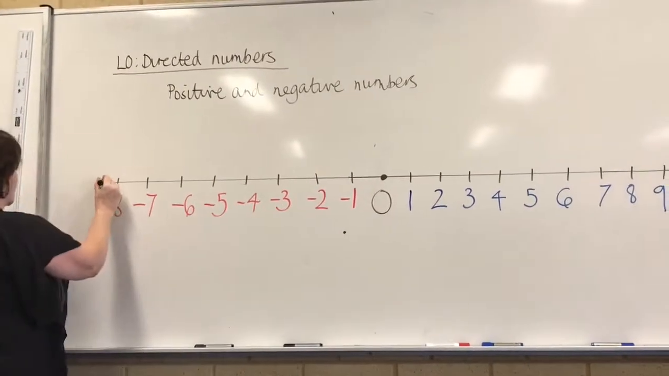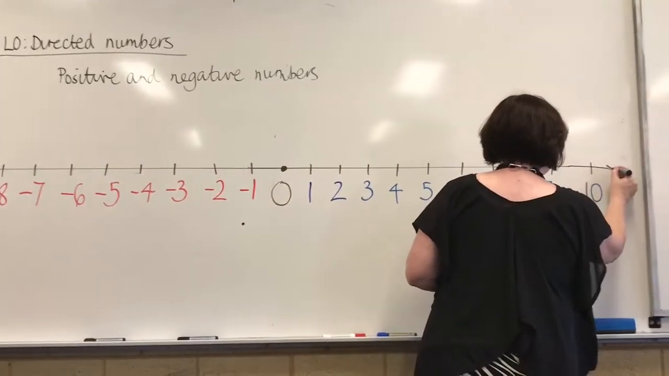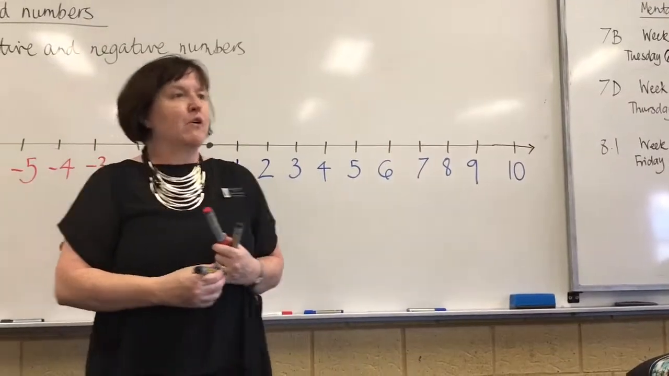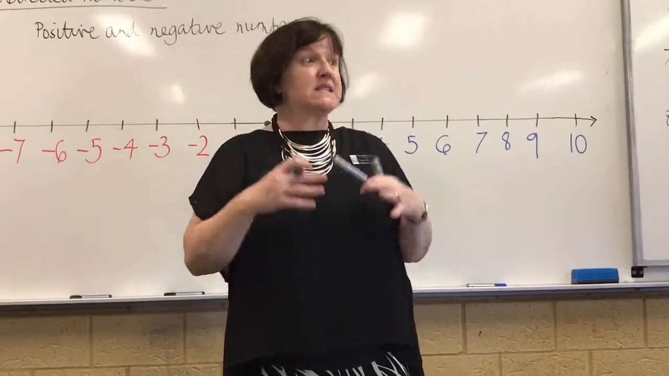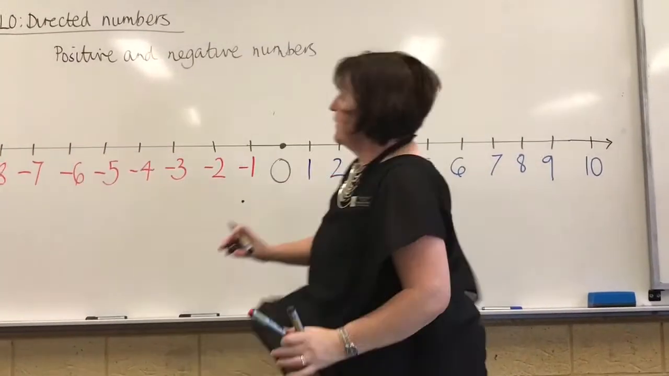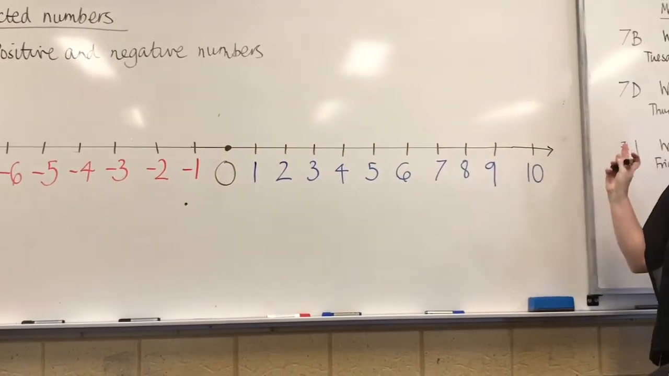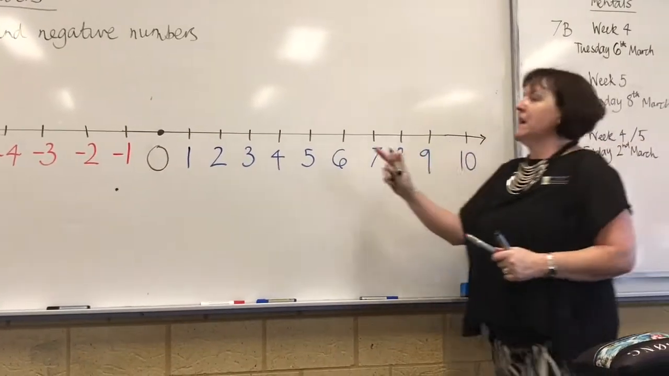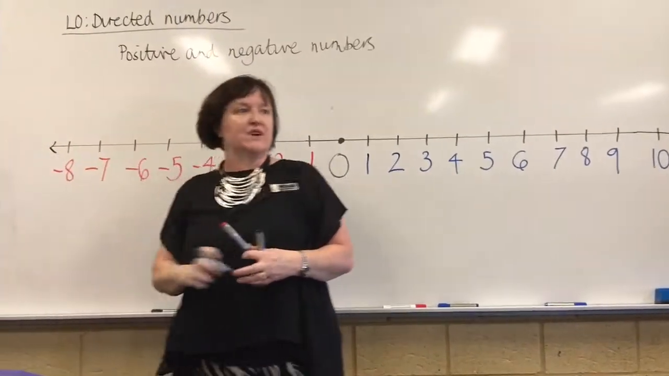Now I'm also going to put a little arrow on the end of the number line, like this. Does anybody know what that arrow might mean? Mackenzie? That the number line just keeps on going. Good girl, it means that it keeps on going, okay? So, obviously, this side of the number line will carry on going in a positive direction, and this side of the number line will keep going in a negative direction.